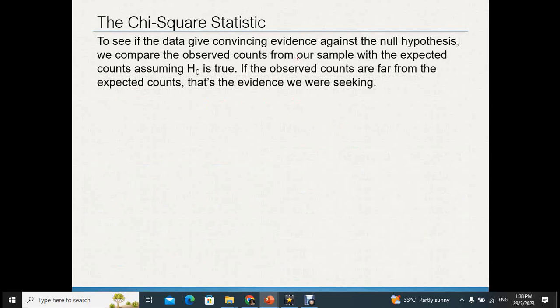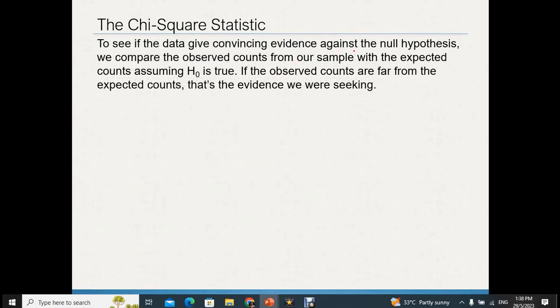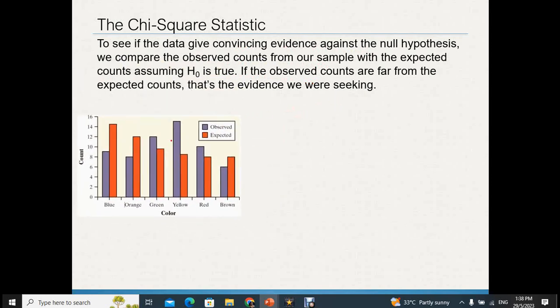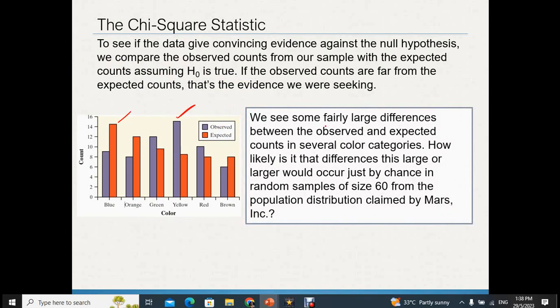So does the data give convincing evidence against the null hypothesis? We compare the observed counts from our sample with the expected counts if H naught is true. If the observed counts are far from the expected counts, that is the evidence we're seeking. So this is the observation for the blue color. We see that in one category expected is higher. In another category, yellow for example, the observed is higher. So we see some fairly large differences between the observed and expected. You can see the large difference here.